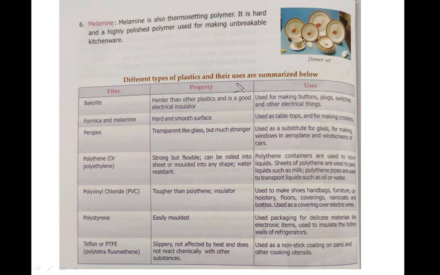So different types of plastics and their uses are summarized below. So here 6 main types of plastics are given. This is a summarization, like bakelite, its property, its uses. Then polythene, polystyrene, Teflon. So this is nothing but the summarization of what we have covered in this video. So please go through it.